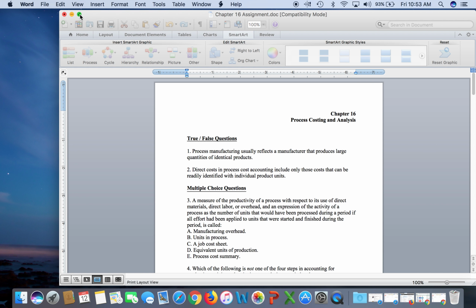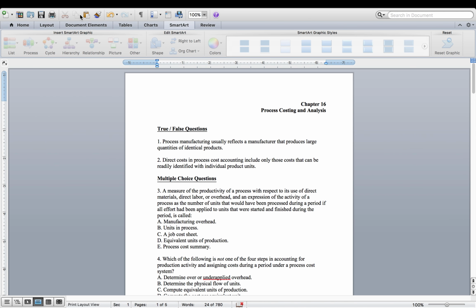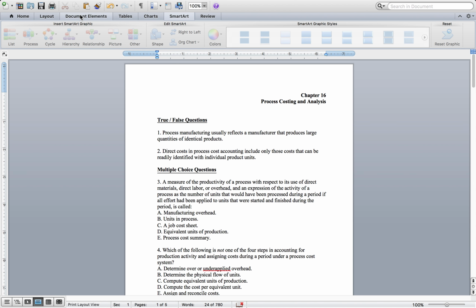Process costing and analysis. Okay. So the first one says here, process manufacturing usually reflects a manufacturer that produces large quantities of identical products. That's going to be true. That is what process costing is about. They produce many of the same products, like bottled water or maybe Gatorades, they're all the same.